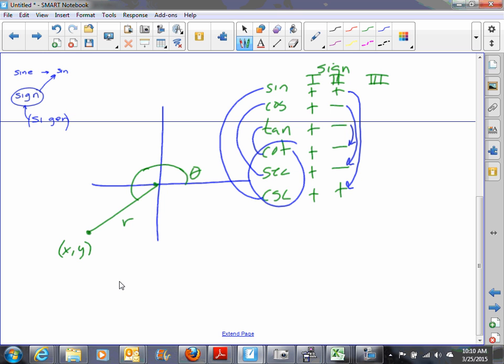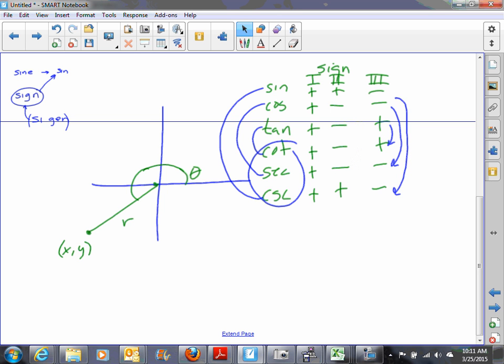Now in the third quadrant, y over r, y is negative, r is positive, so the sign of the sine is negative. The cosine is x over r, x is negative, r is positive, so the cosine in the third quadrant is negative. The tangent in the third quadrant is y over x. Now y is negative, x is negative. Negative over negative is positive. So the cotangent will be positive, the secant will be negative, and the cosecant will be negative. Because again, the same things occur with the reciprocal functions.